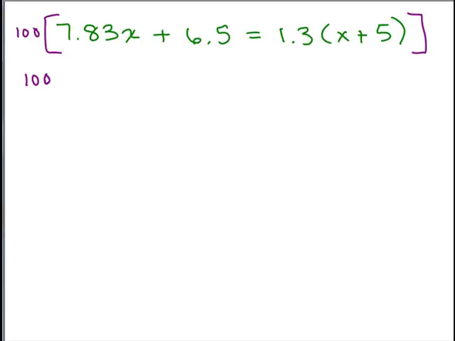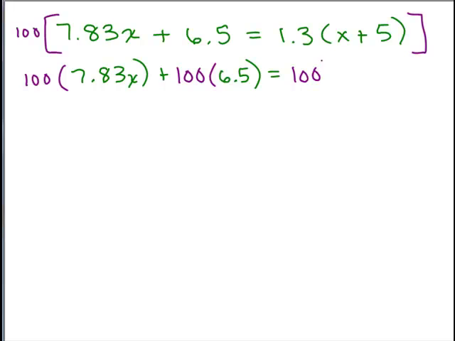So I have 100 times the 7.83x plus I've got 100 times the 6.5, and here's the tricky one, I've got 100 times the 1.3 times the quantity x plus 5. So when I do 100 by this first term, I get 783x. And the second term, I get to move the decimal 2 to the right, 650.